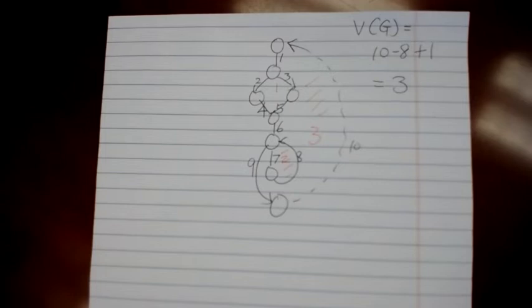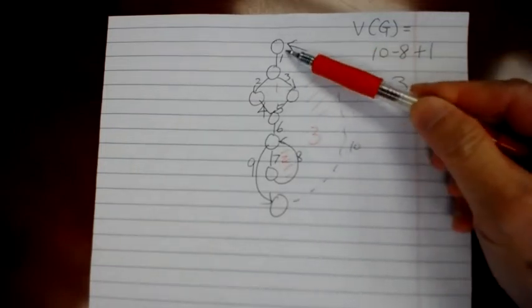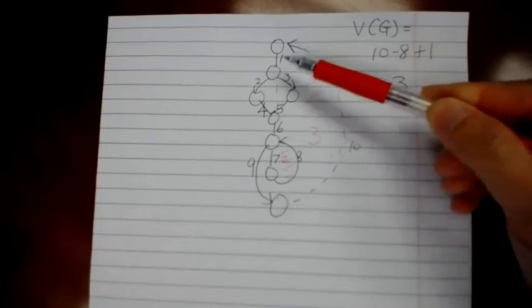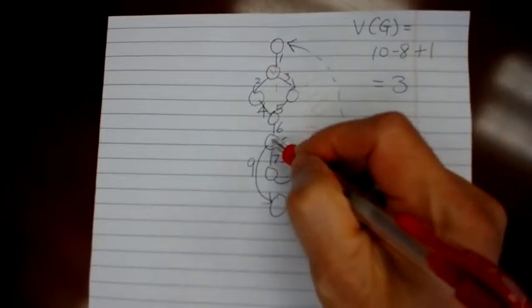How about the method I told you about? That is the number of conditions plus 1. By looking at this, which node is a condition node? Is this one a condition node? No. Is this one? Yes, that's a condition node. This one? No. Is this one a condition node? Yes, that's a condition node. The others are not.